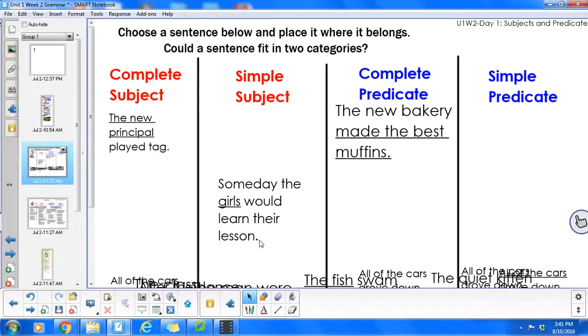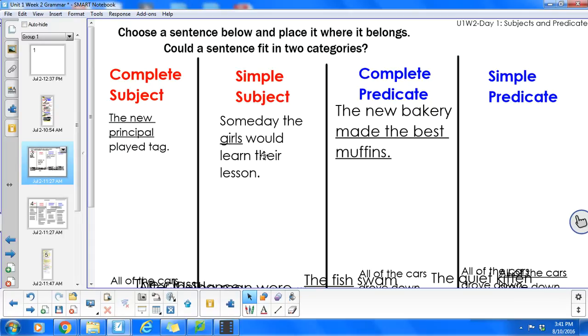How about this? Someday the girls would learn their lesson. Well, the sentence is about the girls. And this is a simple subject because it doesn't have the girls in, so it doesn't make it a complete subject. How about this? The fish swam up the river. That one's a complete subject too. The fish is what the sentence is about.